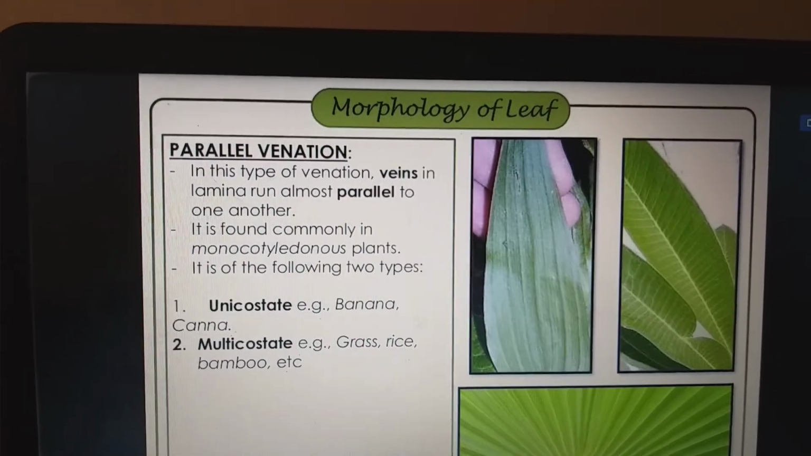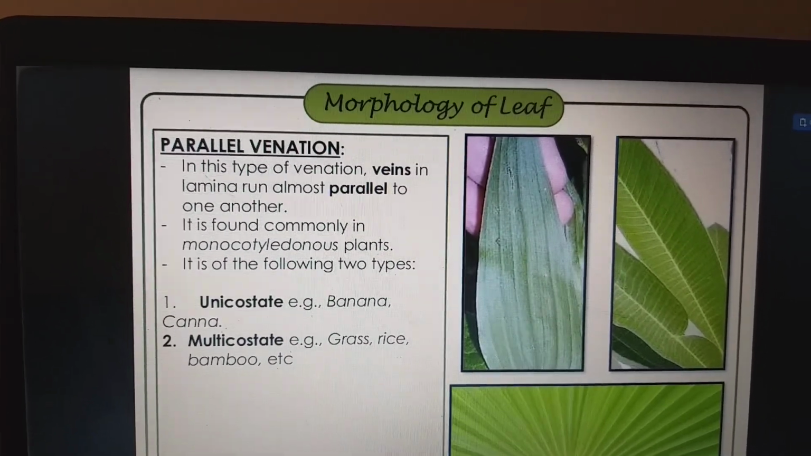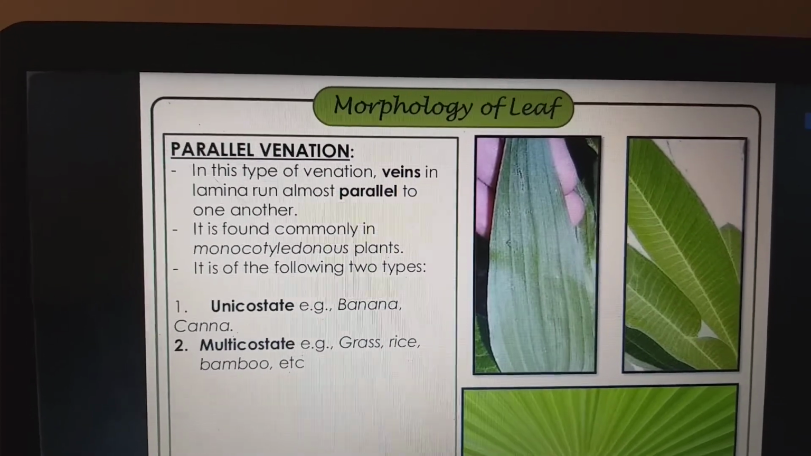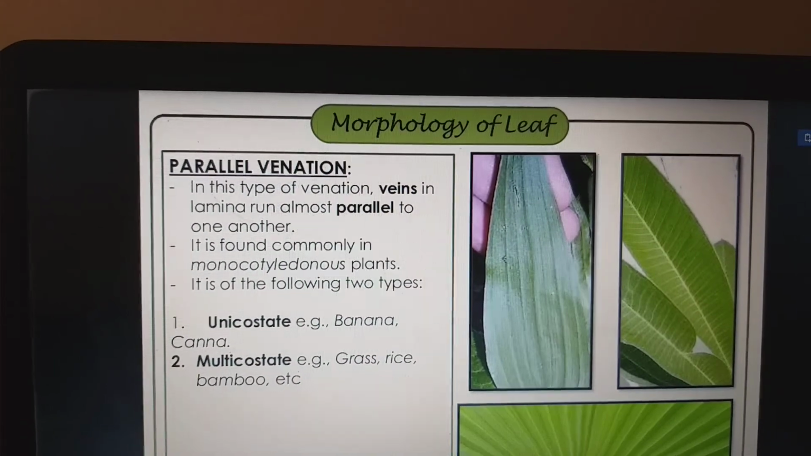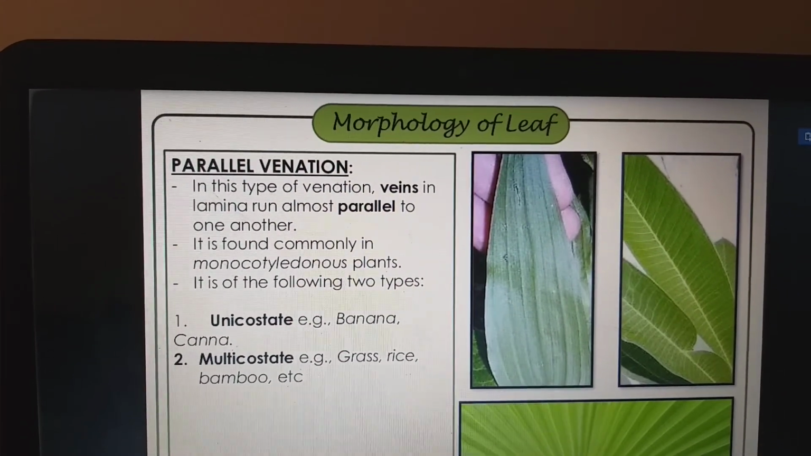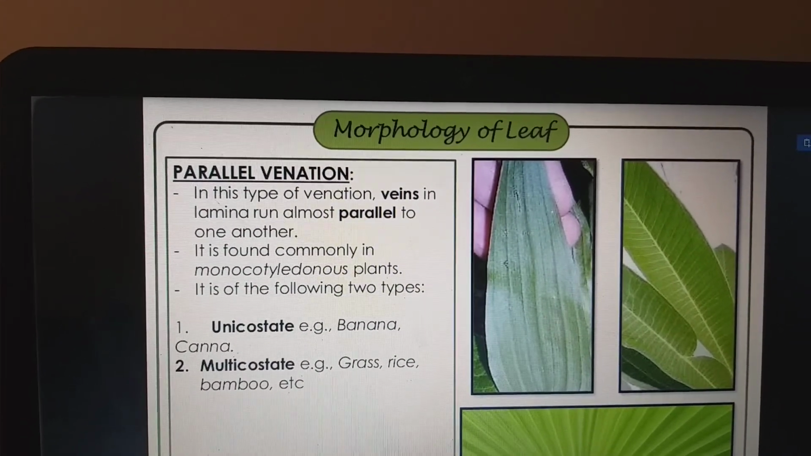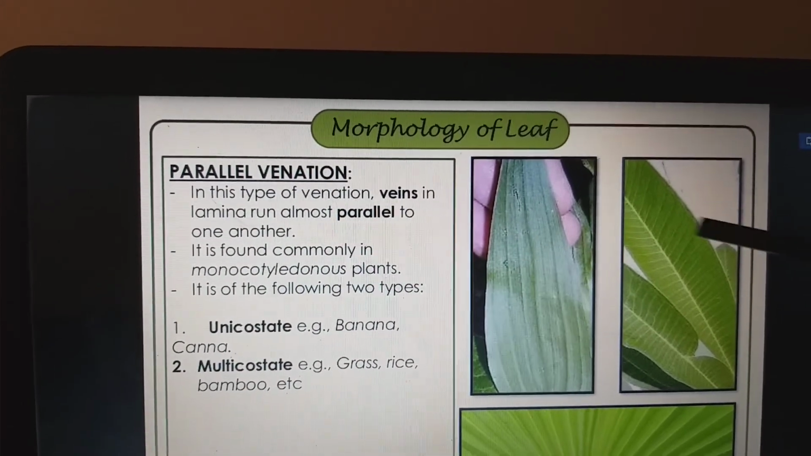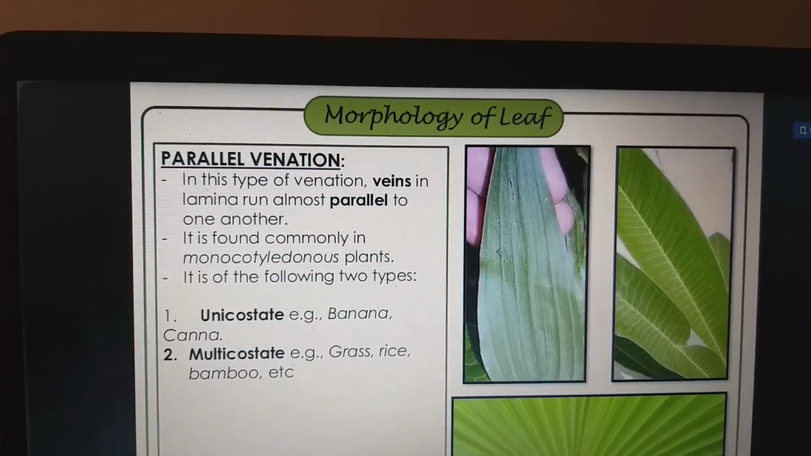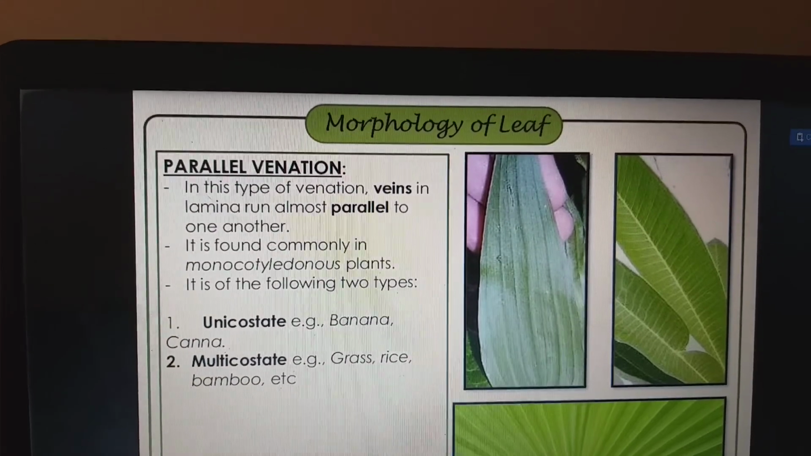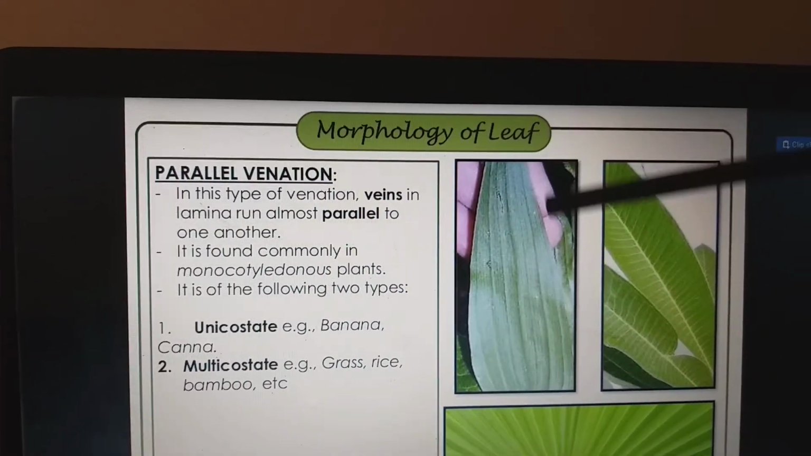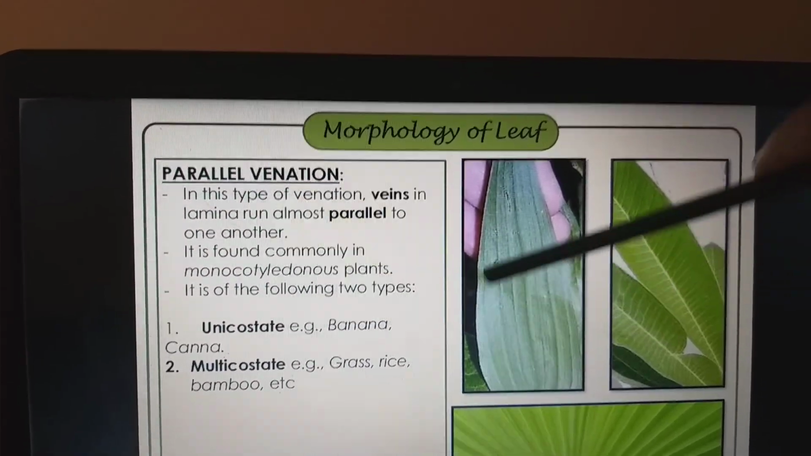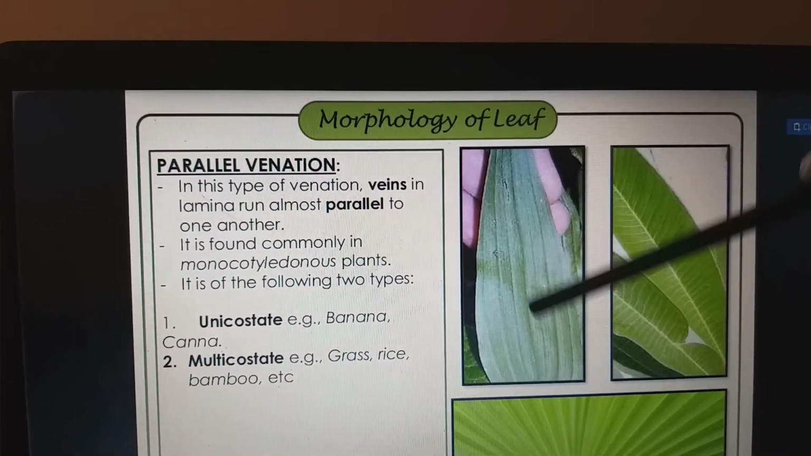And parallel venation. In this type of venation, the veins in the lamina run almost parallel to one another. It is commonly found in monocotyledonous plants. There are two types: unicostate and multicostate. Unicostate is the banana leaf, having only a single midrib. Multicostate leaves are grass, rice, bamboo, etc. So this is the rice plant, which has multicostate venation, having many major veins.